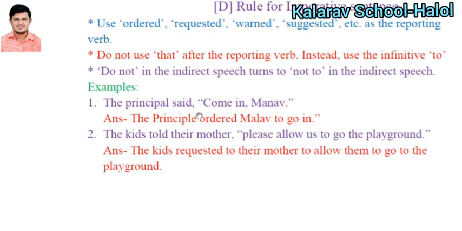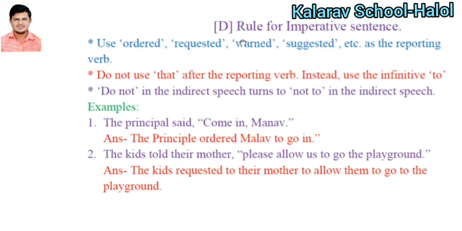Okay, the principal said, come in, Manav. This is an imperative sentence. The principal ordered, because the principal always orders the student, so the principal ordered Manav to go in. What is used here? To instead of that. Okay, the kids told their mother, please allow us to go to the playground. Here you can see the kids requested just because of this word please. So you can use requested. The kids requested their mother to allow them to go to the playground. So this is the simple way to transform an imperative sentence into indirect speech.